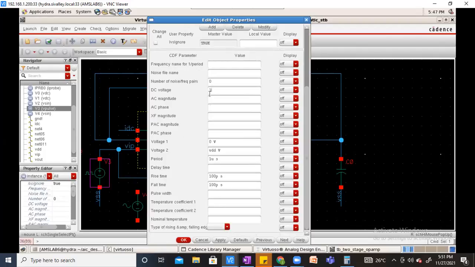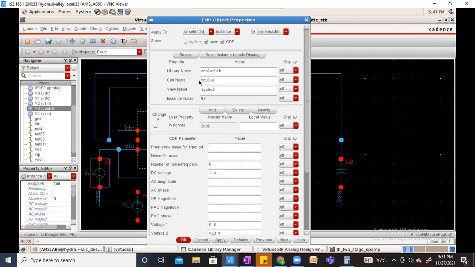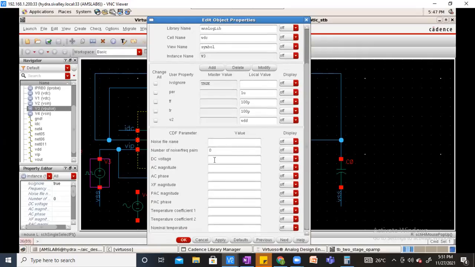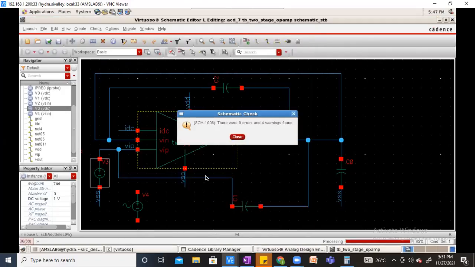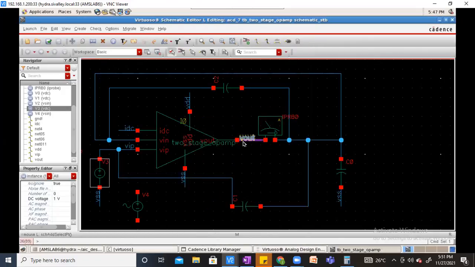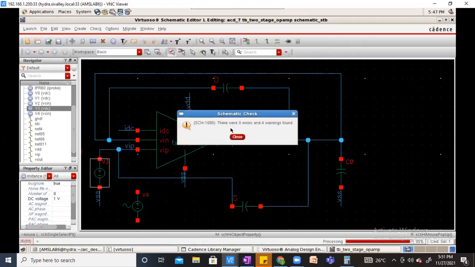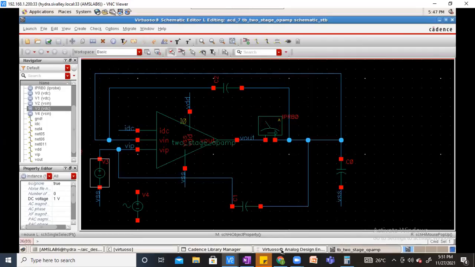I think this is all not needed. So 1 node stability, this is all. So I just need VDC. Okay. Now I have broken the loops. Let me do the stability analysis.